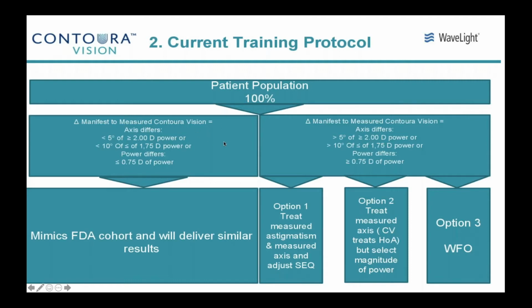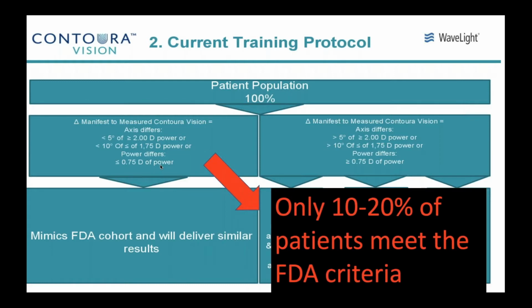So after the FDA study, what Alcon decided to do was to make sure that we're only treating patients who have perfect corneas with Contura. Patients should have less than 5 degrees of difference between the manifest astigmatism and the measured anterior corneal astigmatism. If there was less astigmatism present, these two could differ by 10 degrees or less. And the power between the patient's manifest cylinder and the measured anterior corneal astigmatism could only differ by 0.75 diopters or less. But it turns out that in most clinics in the United States, only about 10 to 20% of patients will meet these tight criteria.